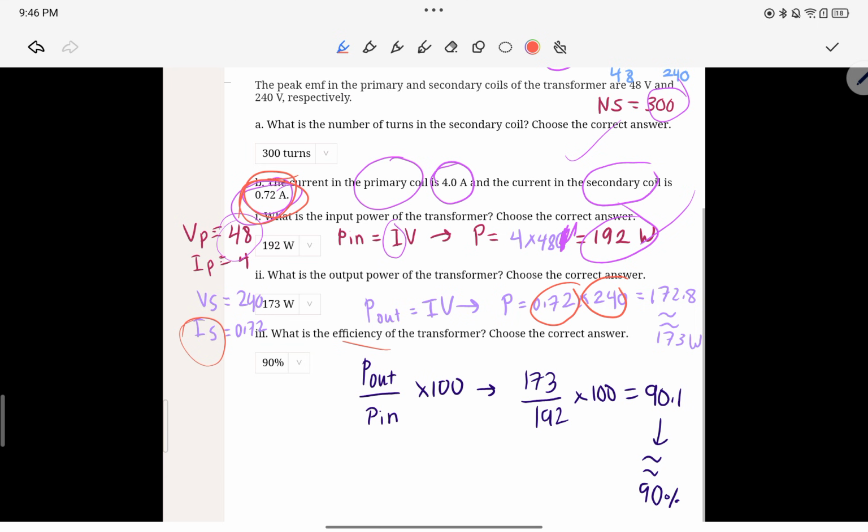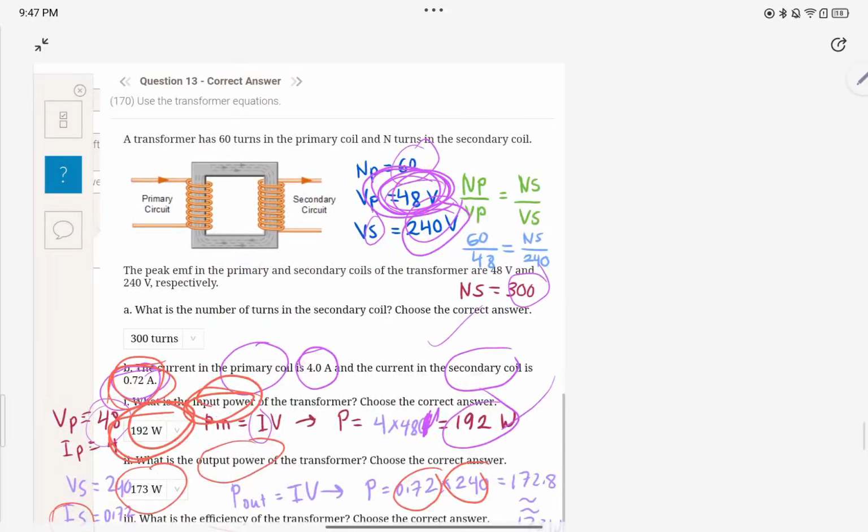And the efficiency is what? The power out over the power in. The out is secondary, the in is primary. Times 100 because you want the efficiency in percentage, of course. You already got the output power is 173 and the input power which we got here is 192. You multiply it by 100 and you get 90.1. And to the nearest, you get 90%.